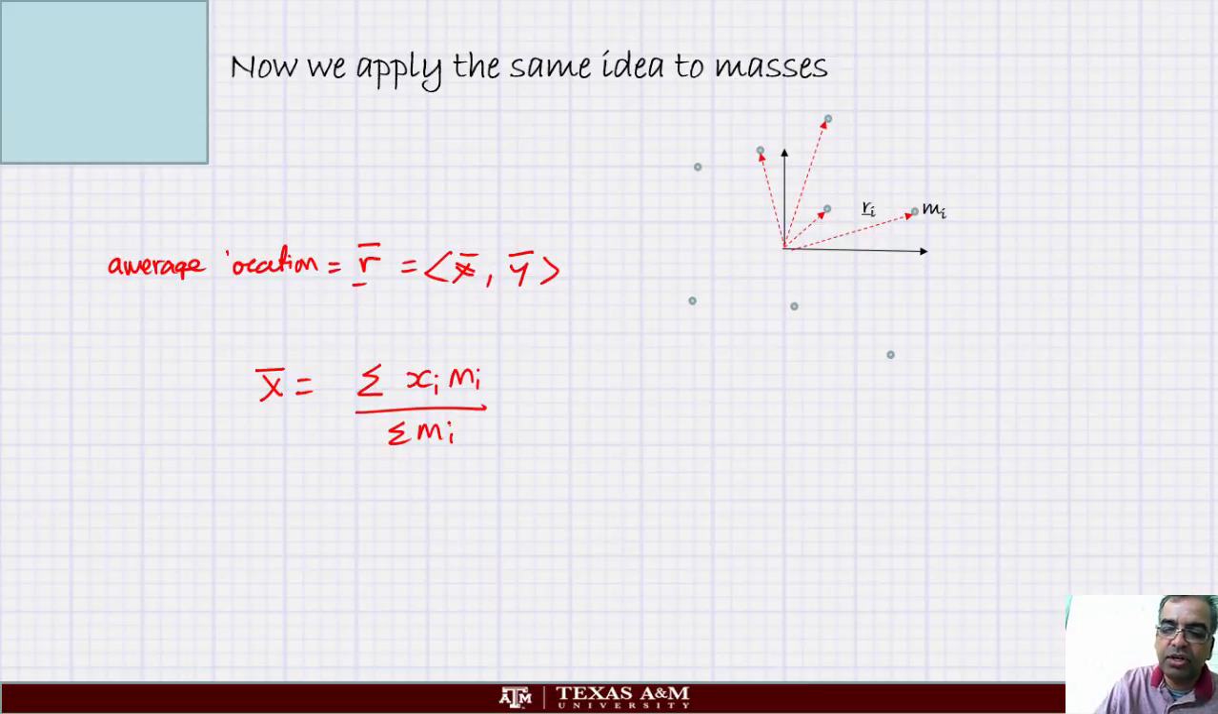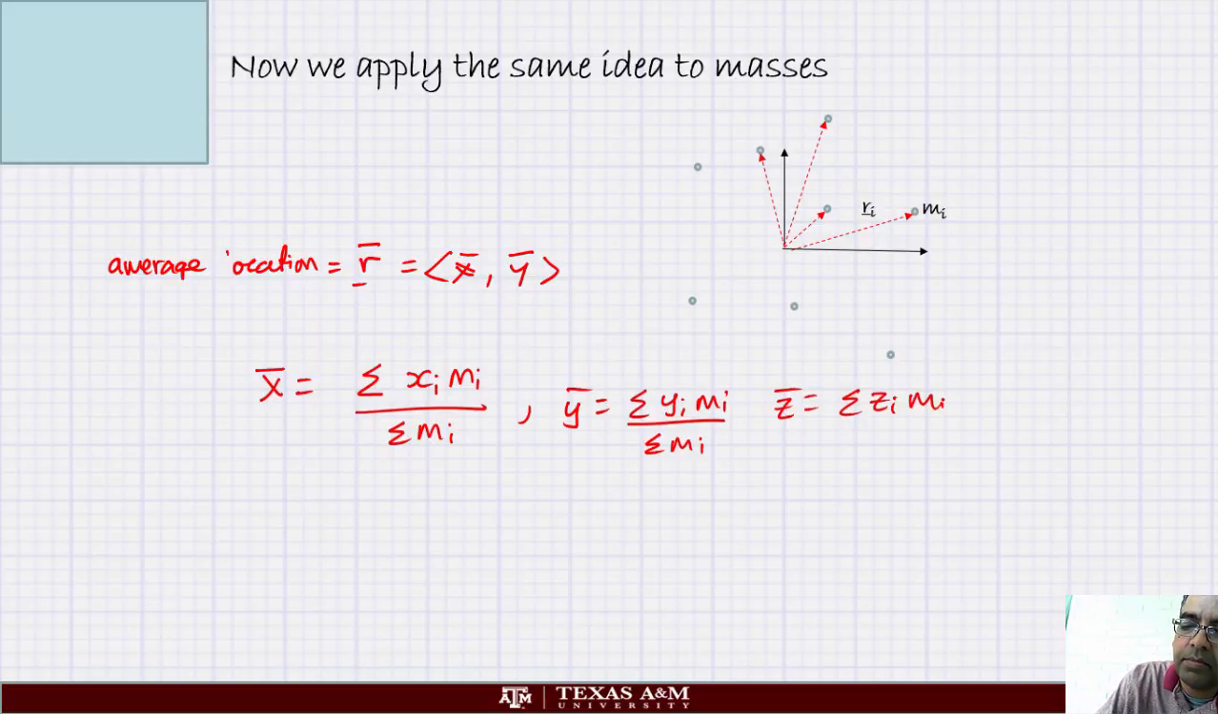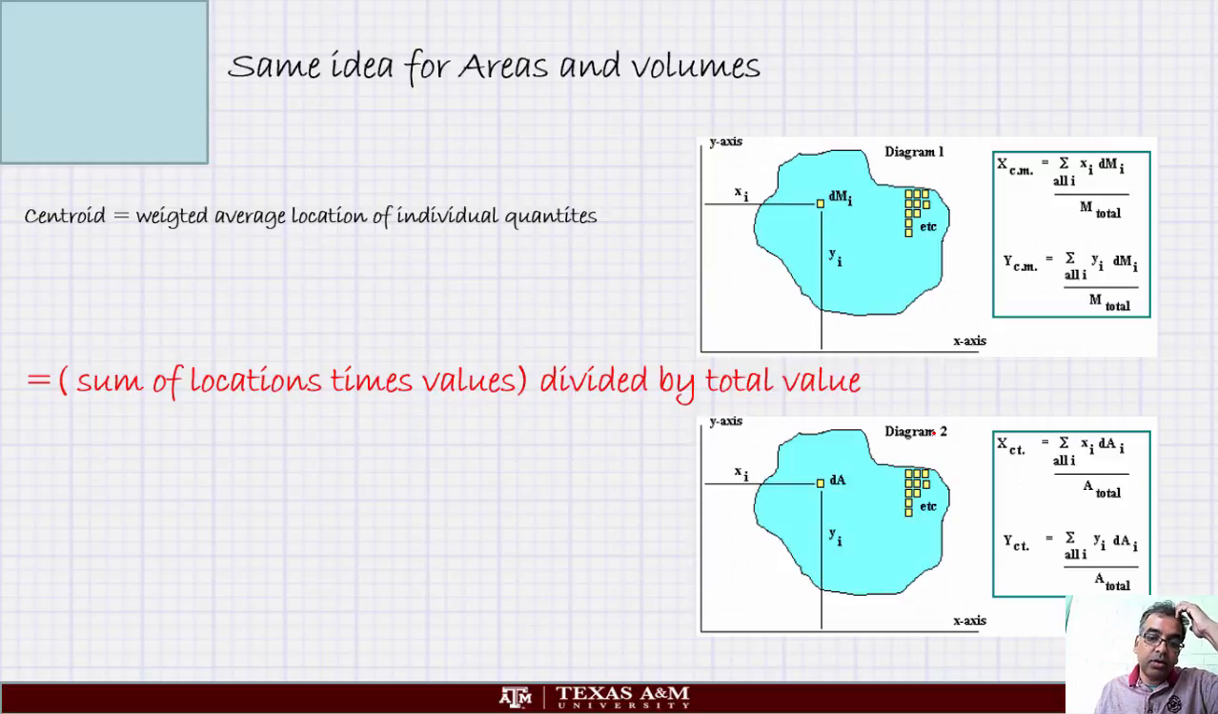Weighted average. Same thing, y bar is summation yi mi divided by summation of mi, and z bar will be summation of zi mi divided by summation of mi. Weighted average, that's all. Okay, this is a fairly simple idea. Now we don't have to do just that for masses. We can also do that for areas. You can see here it is summation of xi dai divided by summation of dai.